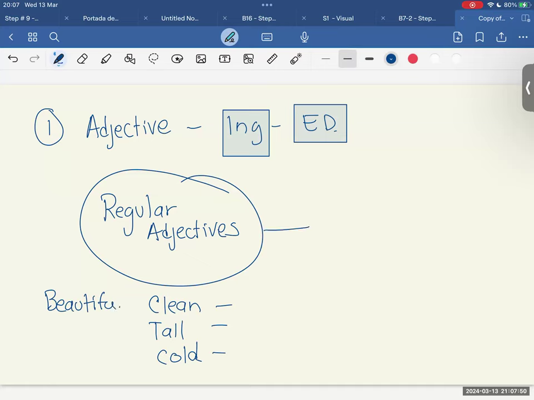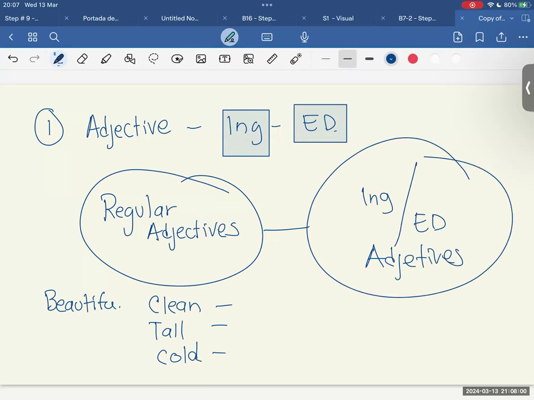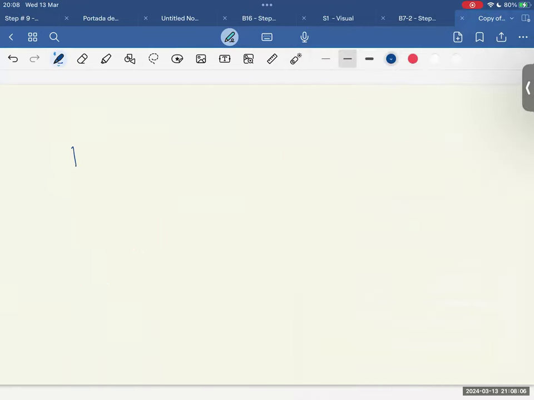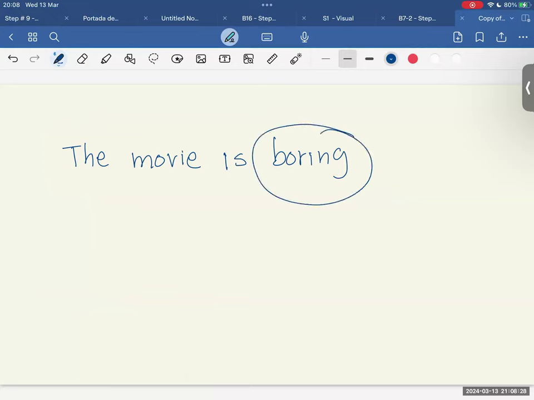But also we have ING and ED adjectives. Okay, so look at this one. The movie is boring, right? ¿Cuál es el adjetivo aquí? Boring. Boring, right? So, avísenle esto a su cerebro en este momento.